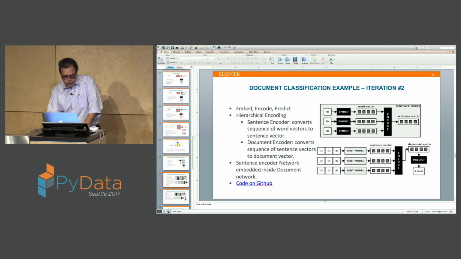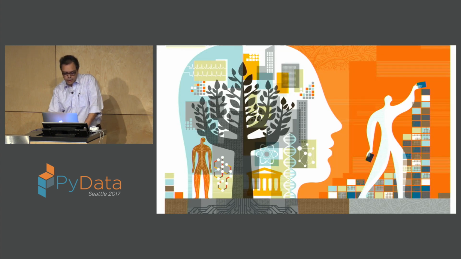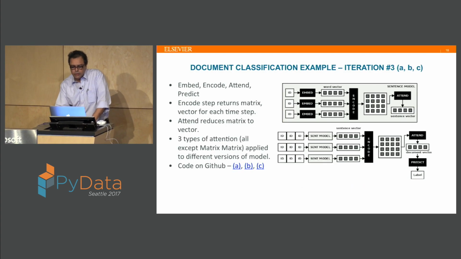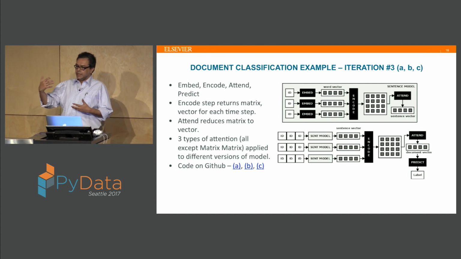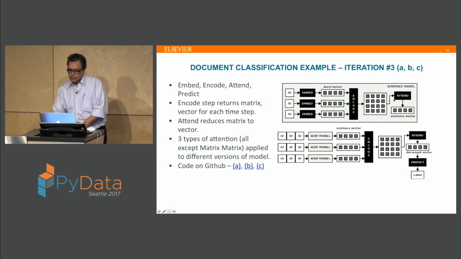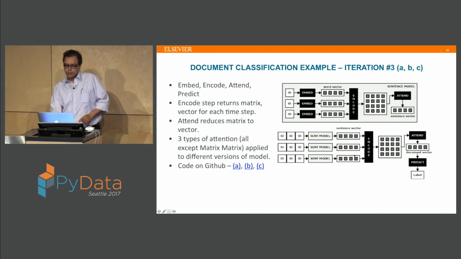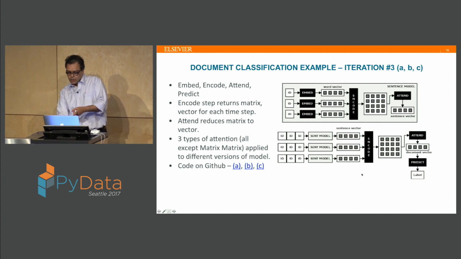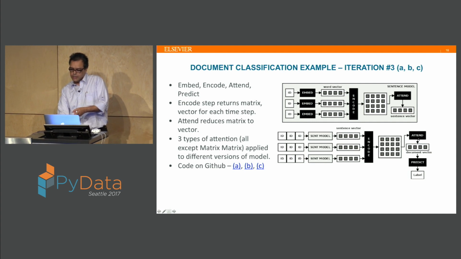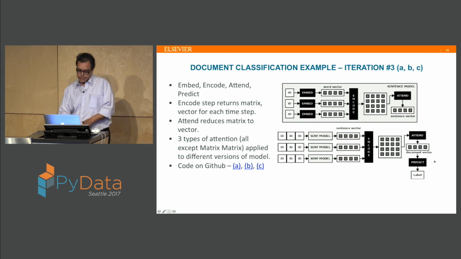All right, so the next step, I added the attention layer as well. Again, you won't see much difference. The sentence model's encoder now emits a matrix, and that matrix goes through an attend step, and that creates a sentence vector. Similarly, the document encoder also emits a document matrix, goes through an attend step, and creates a document vector. Everything else is the same.